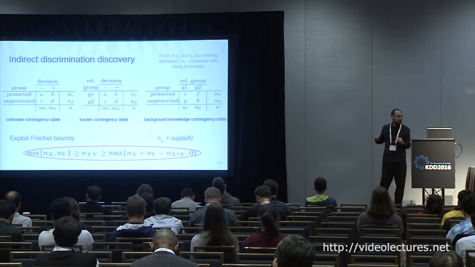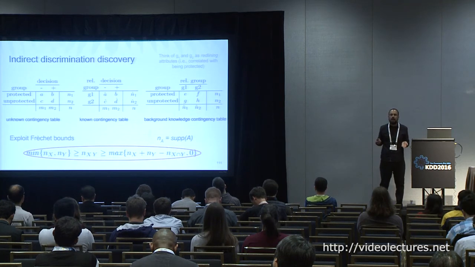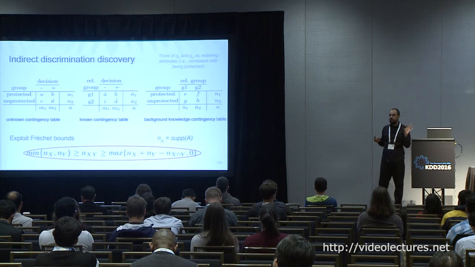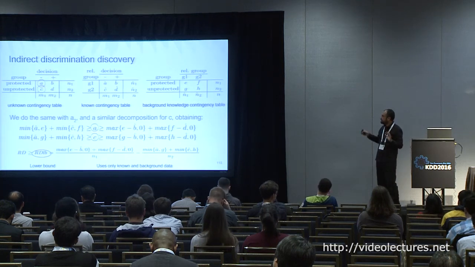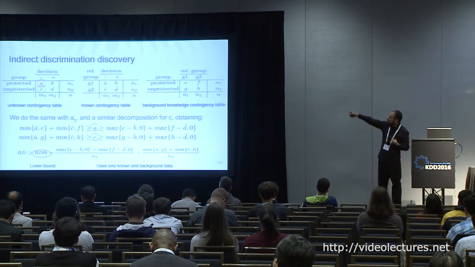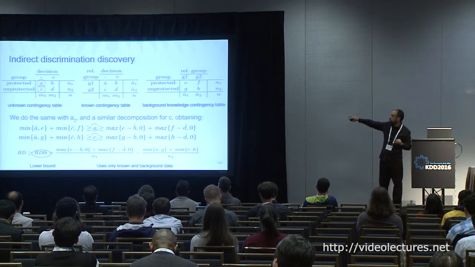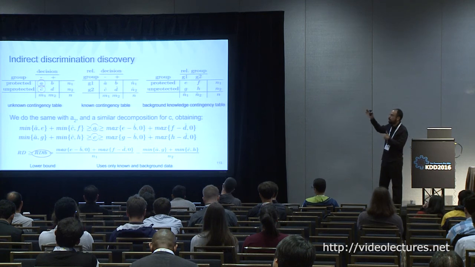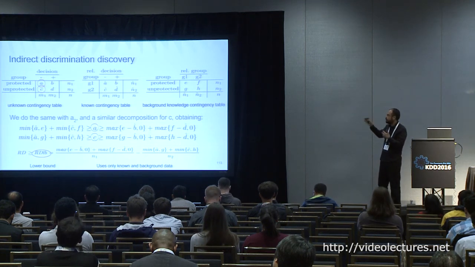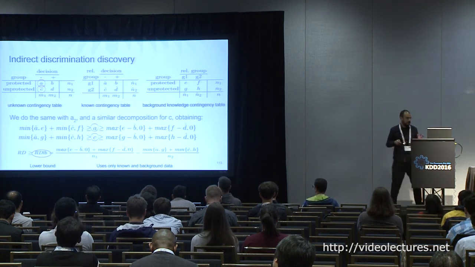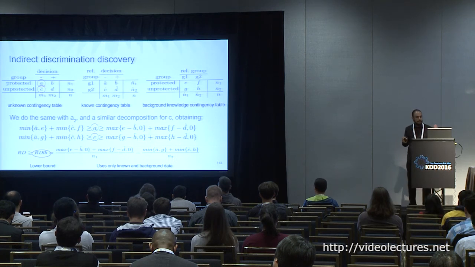And the left table is unknown to you. You don't know actually how many people in the protected group were granted or denied the benefit. What this technique does is that it bounds the numbers A and C. It bounds them using the information that you have about the groups and about whether the group was protected or not protected and so on. So it gives you a way of having a lower bound on the discrimination, right?